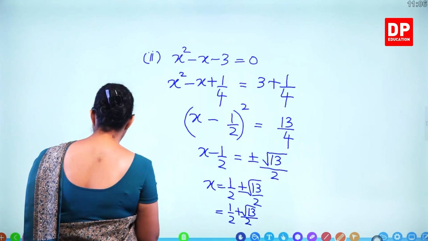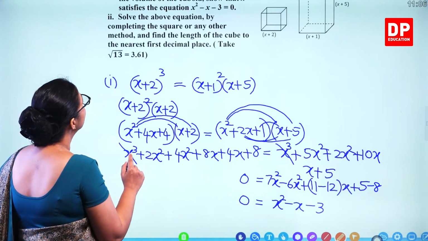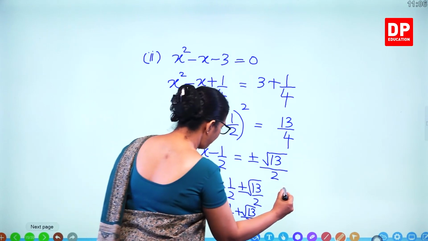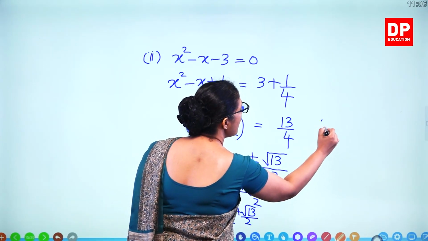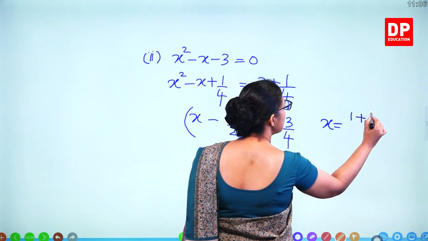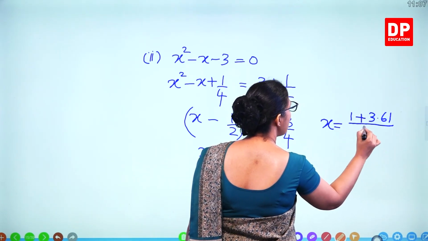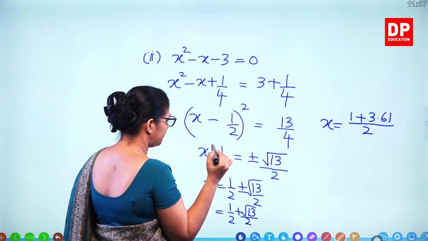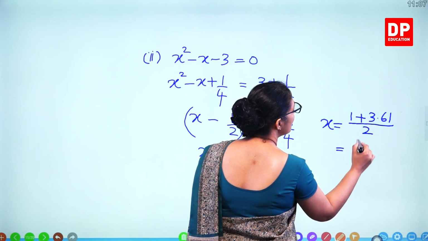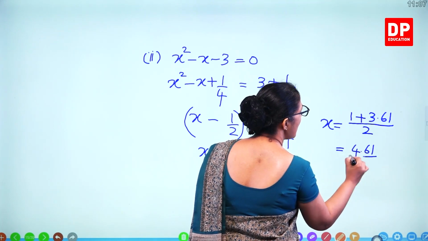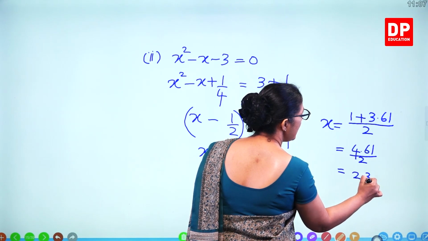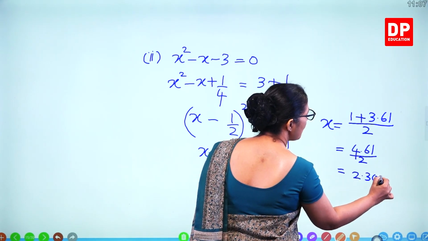Now we can substitute the root 13 value, 3.61. So x equals 1 plus 3.61 divided by 2, 4.61 divided by 2, 2.305.